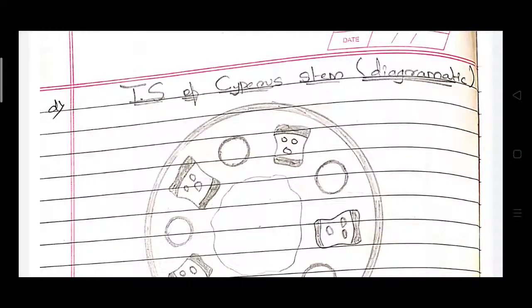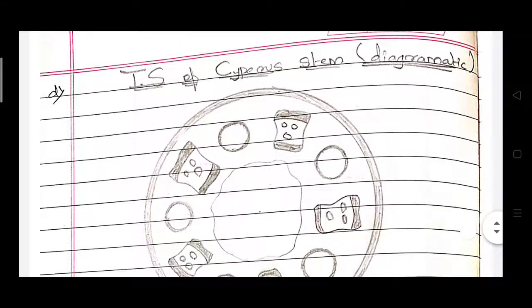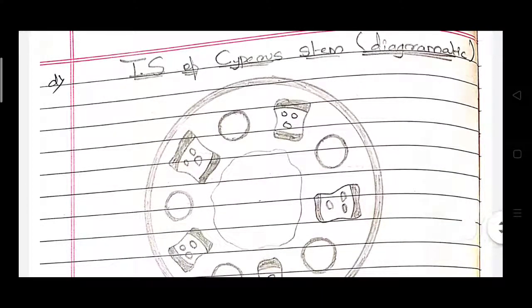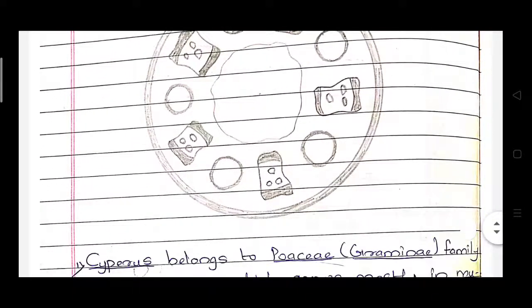Hello students, today we discuss the next example in mechanical tissue distributions in Cyperus stem. This is the diagrammatic presentation of these tissues in the Cyperus stem. As you know, the different mechanical tissue systems show the I-girder type of mechanical tissue distribution.